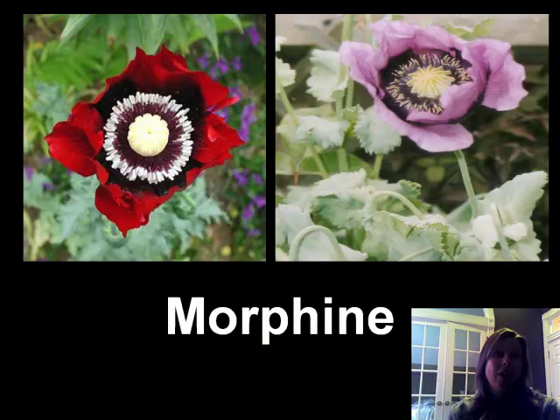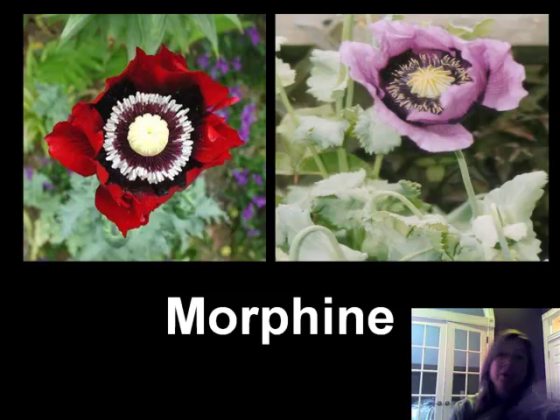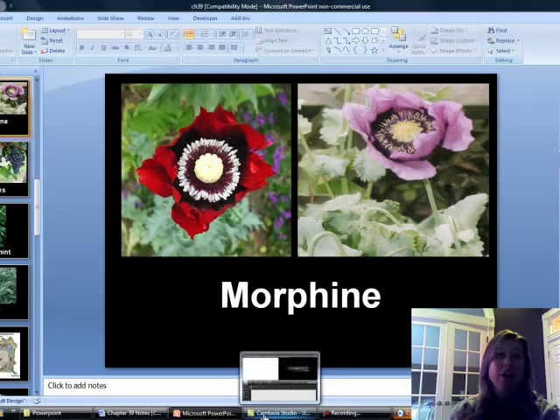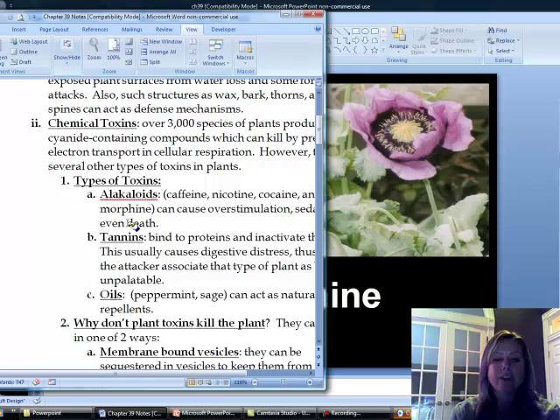And then finally, the last one in this group is going to be morphine, and that's from the poppy plant, so you can see the poppies right there. Morphine can cause oversedation. All those other ones were overstimulating. This one can cause oversedation, and that can literally make your heart slow down so much that it stops. So those are all going to be in a category that are called the alkaloids.